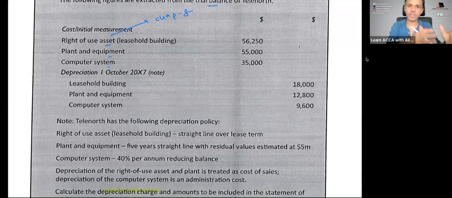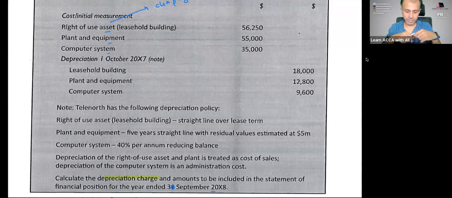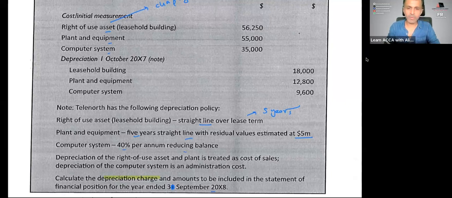So it's a trial balance. On the debit side, we have cost. On the credit side, we have accumulated depreciation. Telenorth has the following depreciation policies. Right of use asset on a straight line basis. And for the leasehold, the lease life is not given. I can assume this to be 5 years. Lease term is not mentioned, so I can write it as 5 years, as an assumption. Plant and equipment, 5 years, straight line, scrap value is given, and computer system 40% per annum on reducing balance.